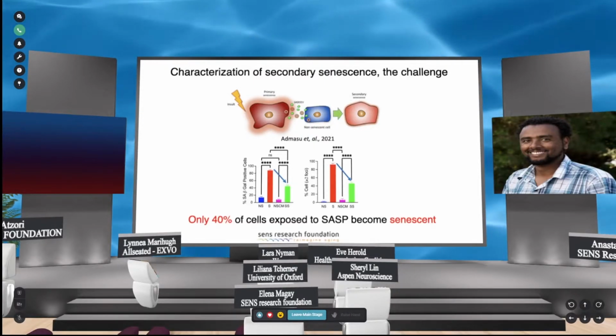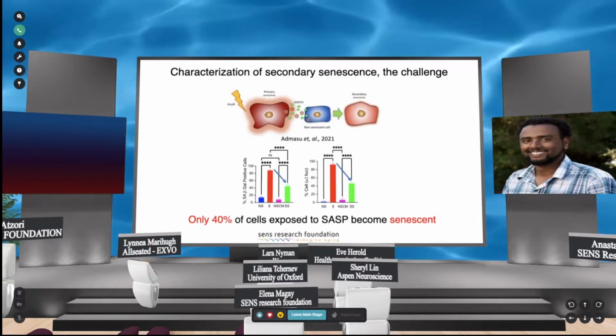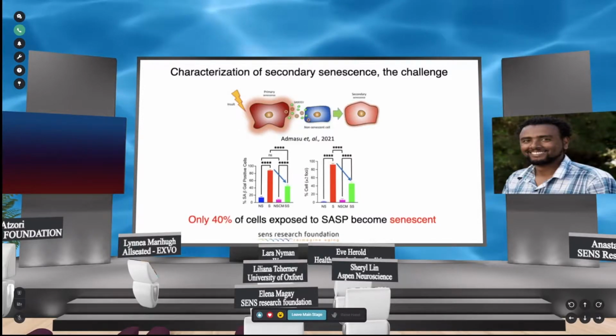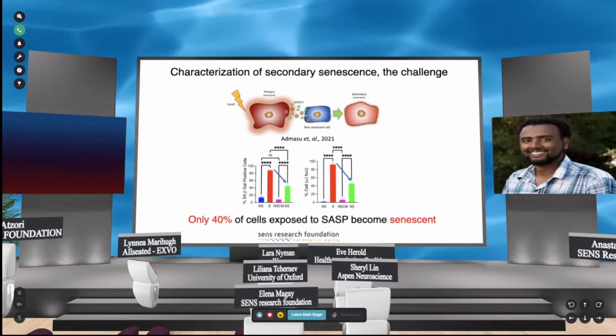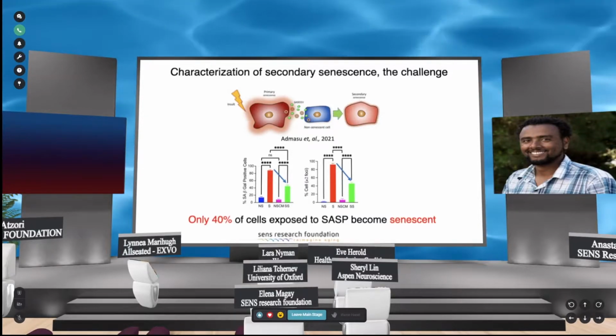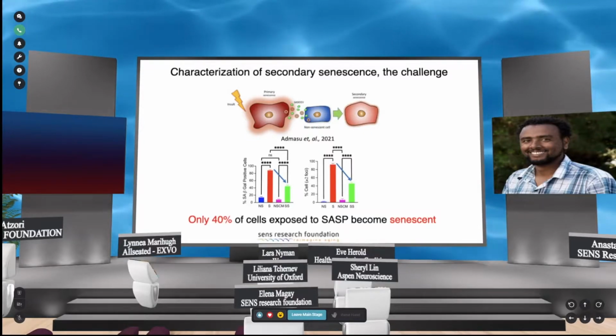And then after this, we collect the conditioned media from these doxorubicin treated cells. And using this conditioned media, we induce secondary senescence. And then we measure multiple senescence markers. And as you can see here, the red bar is for primary senescence, whereas the green is for secondary senescence.